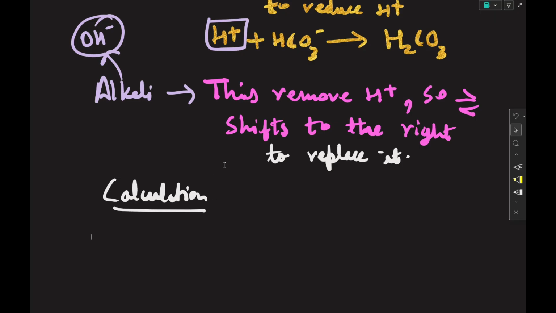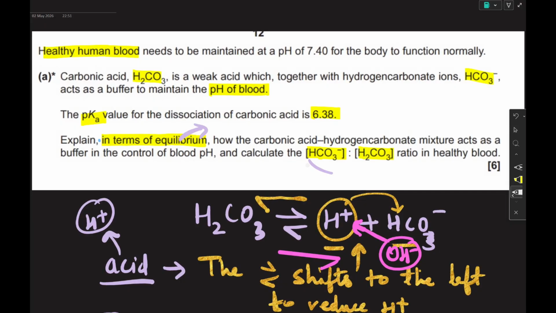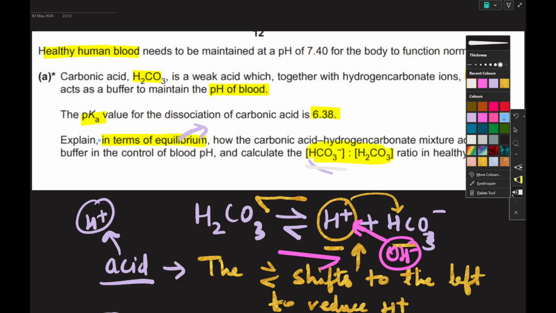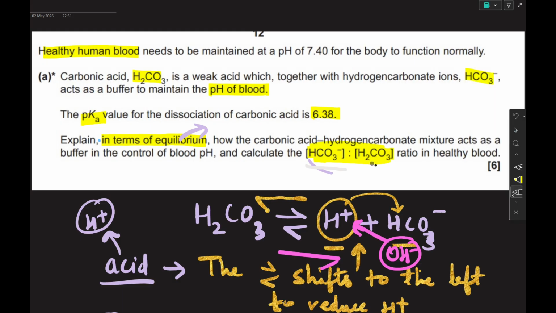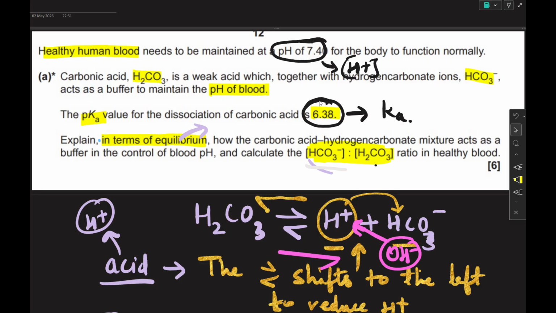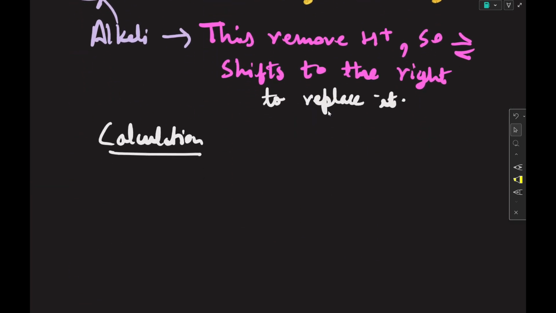What the question is asking you is to work out the ratio of these two ions using what you have been given, so I'm just going to circle that as well. You have been given the pKa value, so you can work out the value of Ka using pKa, and you've been given the pH value, so you can work out the H plus ion concentration using pH. And I'm going to explain how now. So let's do the calculation part.